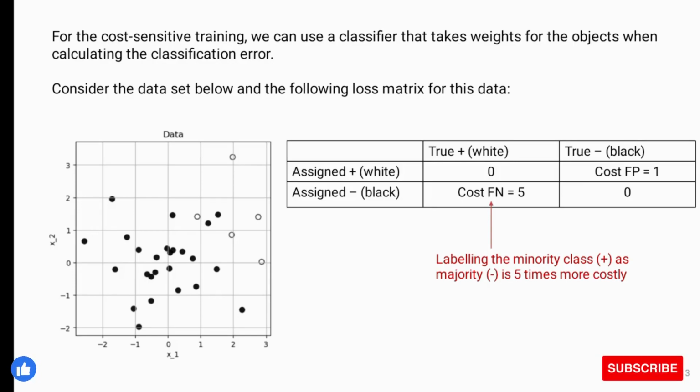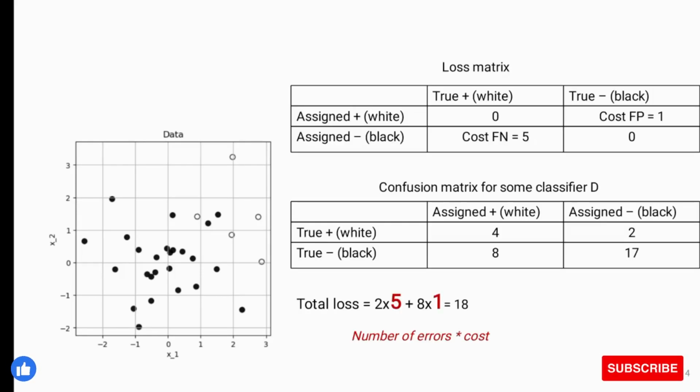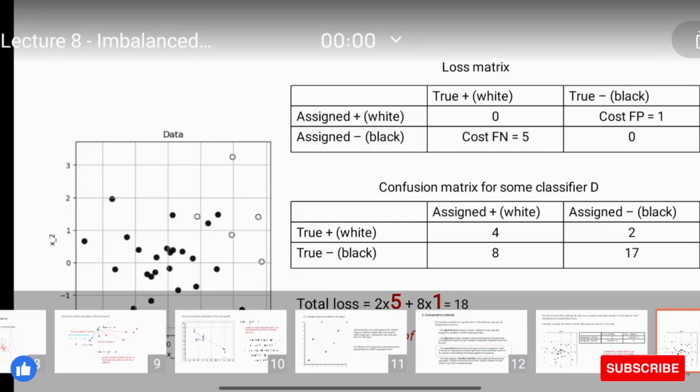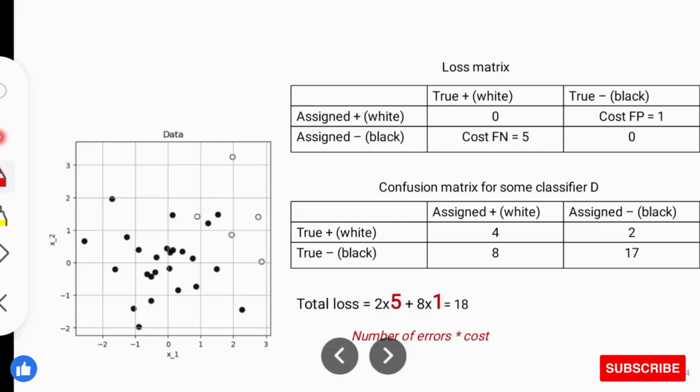So, if I was to do this, this is my loss matrix. I'm saying there's 0 loss if I get it right. A loss for a false positive is 1. And a loss for the false negative is 5.